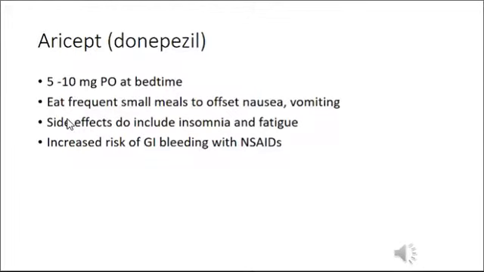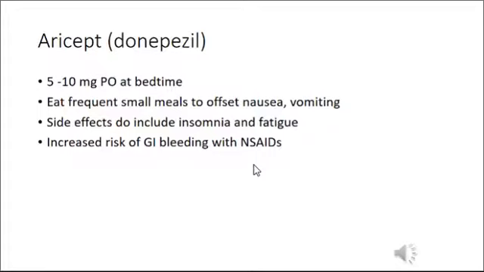It's taken at bedtime, small meals because of the nausea and vomiting that can go with it, because remember, the parasympathetic stimulating that whole gut. And side effects can be insomnia and fatigue. The fatigue because of the muscles, and the insomnia, I'm not quite sure why insomnia when I think of rest, but I could think of the fatigue because they say rest and digest.